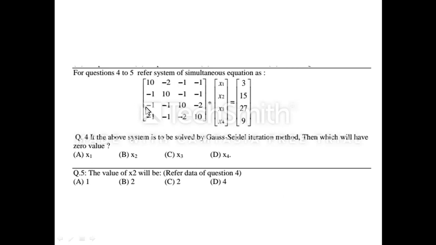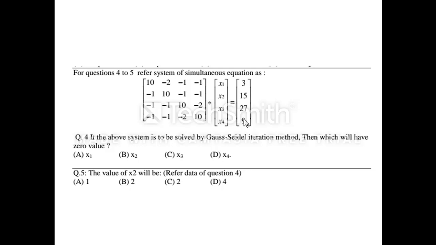Here we have been given a matrix of some integers in it, like 10, -2, -1, -1, and another matrix of 4 cross 1 that contains variables like x1, x2, x3 and x4, and it is equal to 3, 15, 27, 9. We have to solve this whole system of equations by the Gauss-Seidel method.